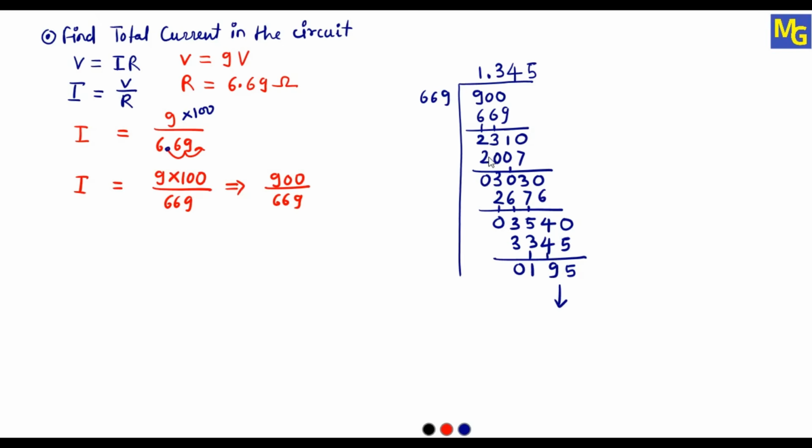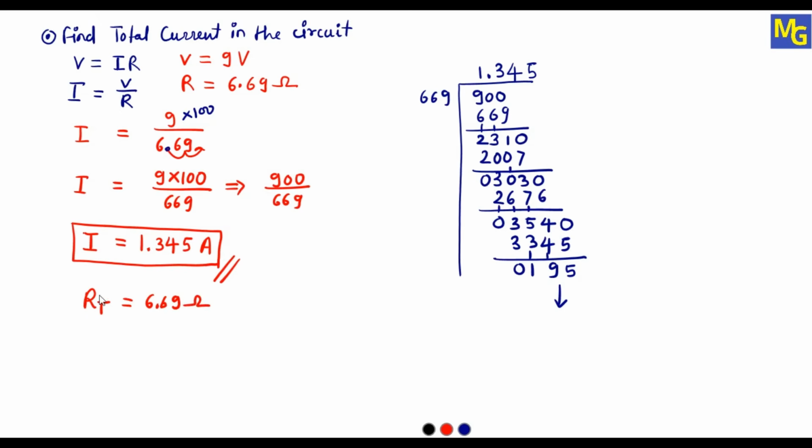But here we will stop and we will write our answer. I is equal to, that is the current is equal to 1.345, and the current unit is what? Ampere. So this is the answer for current. So the total current is 1.345 ampere and the total resistance we got is 6.69 ohm. This is the answer. So here we complete the question, that is from 12. Now we will see the next question on the next page.